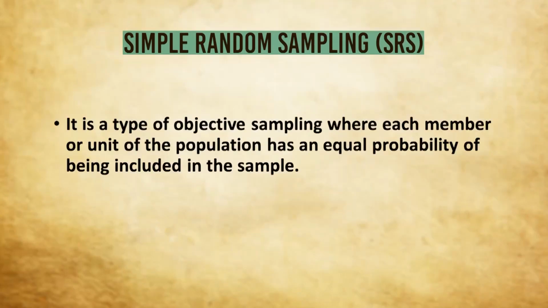It is a type of objective sampling where each member or unit of the population has an equal probability of being selected. If we recall the example of objective sampling that we took, there are 6 individuals in the population and we will select 2 of them by throwing a die. Now you can imagine that when I get 1, I'll take the first individual.